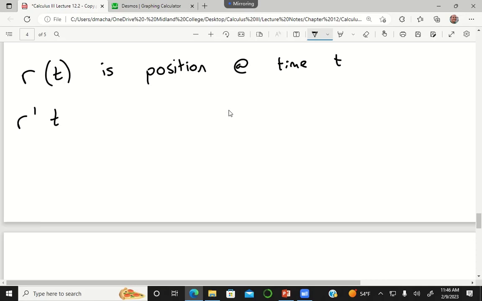Would the tangent line be the direction of acceleration of an object? That's a good question. No. Okay, well, it depends. So if r of t is describing the position of an object at time t, then r prime of t would not be the acceleration. R prime of t would be the velocity.